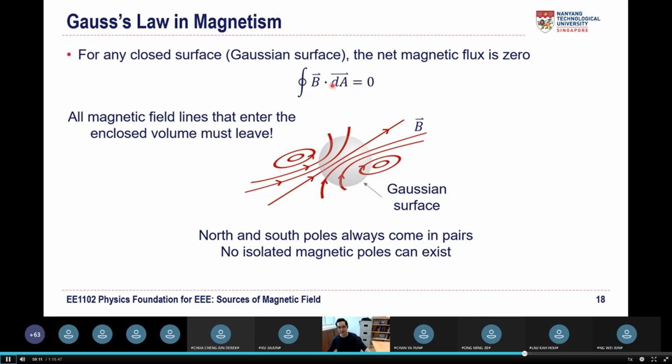That's Gauss's law in magnetism, and that leads us to this equation. So do you fully understand this equation now, that this is the total net flux through a closed surface, and that is 0.